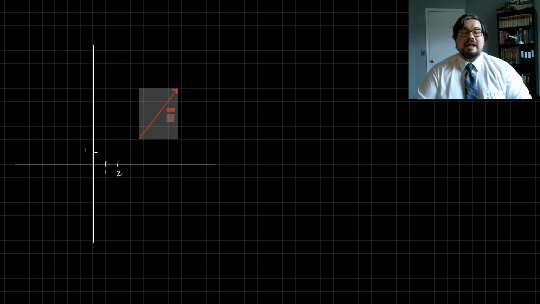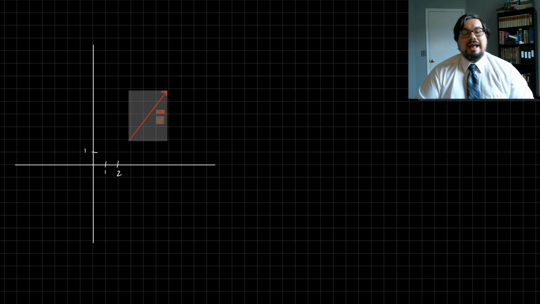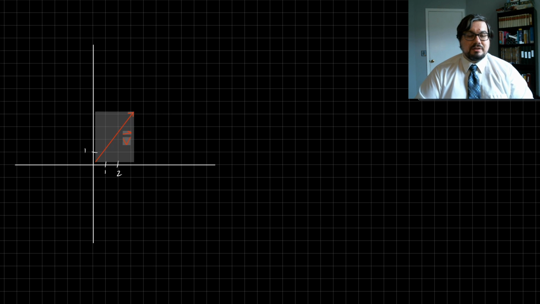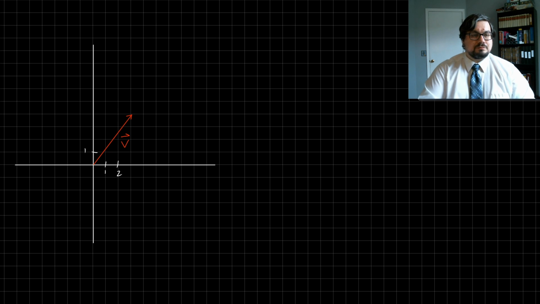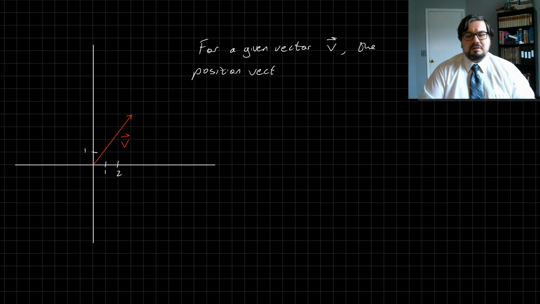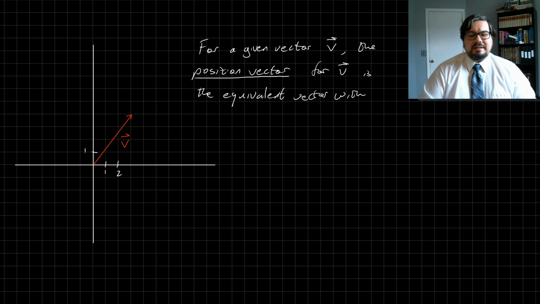But that means that we can choose, if we like, to look at a version of the vector that sits in a particular place. And the one that we want to look at is the one where the base of the vector, the starting point of the vector, is at the origin. So, for a given vector v, the position vector for v is the equivalent vector with its start at the origin.